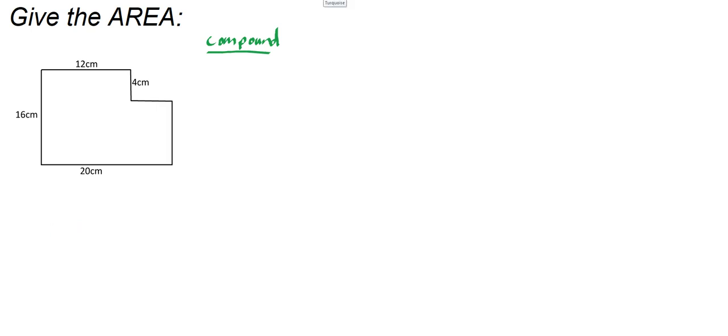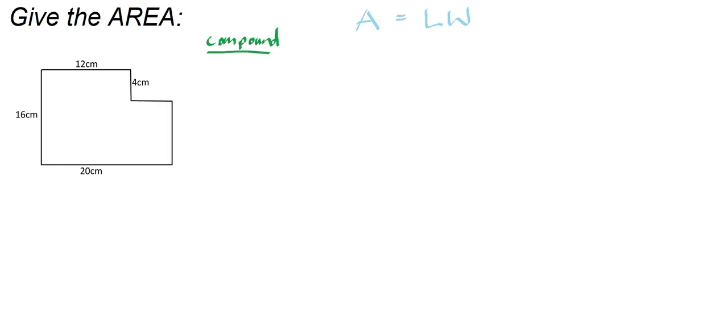Now one more concept before we go too far. Because we are dealing with rectangles, don't forget that the formula for the area of a rectangle is area equals length times width. Okay, so we'll be using that as well. Let's get on with it.